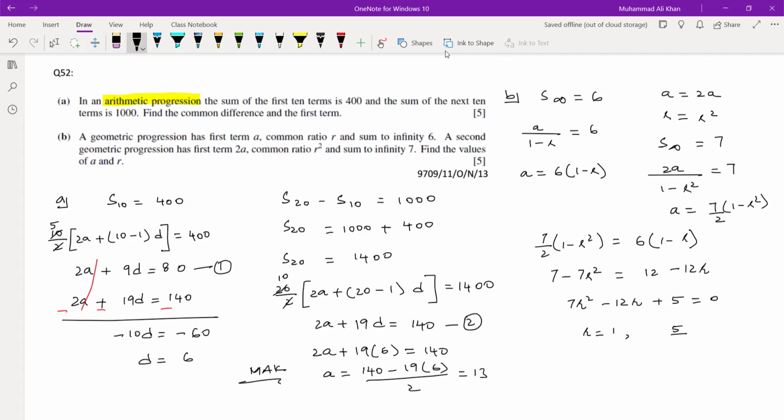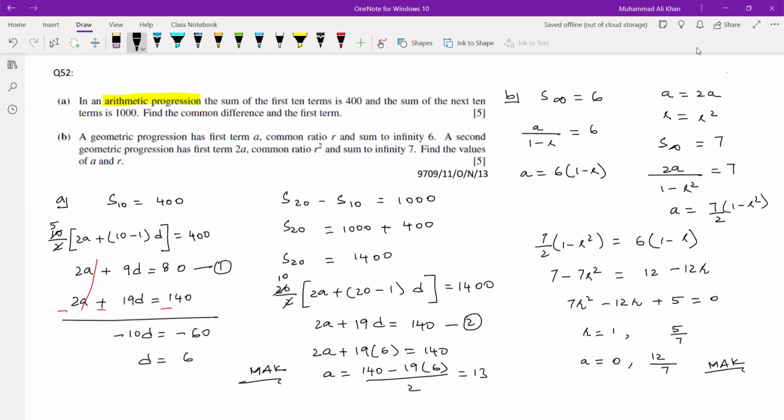and 5 upon 7, and according to this we are able to calculate the values of a. If r is 1, then the value of a is 0, and if r is 5 upon 7, then what is the value of a? 12 upon 7. These are the values of a and b according to the given conditions.